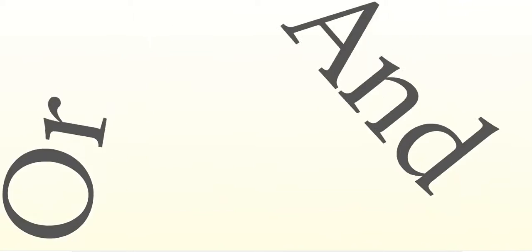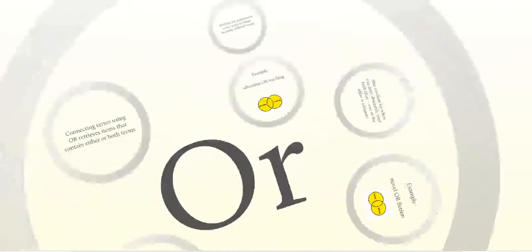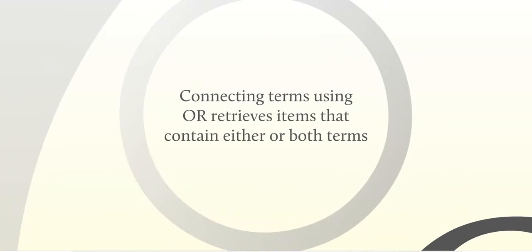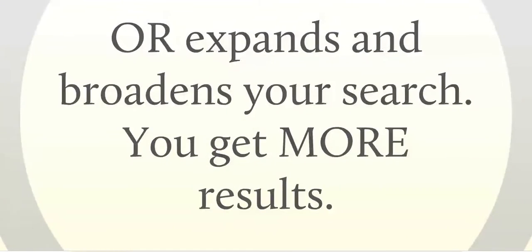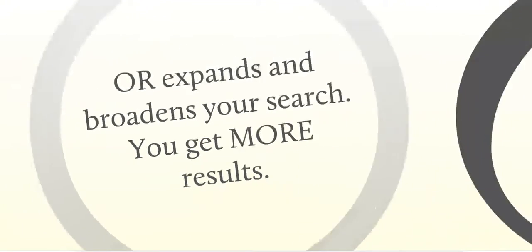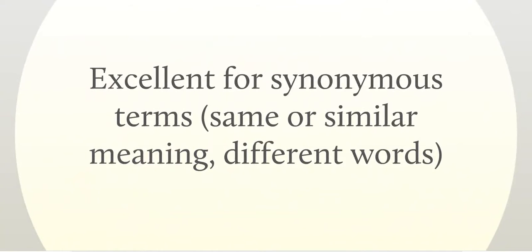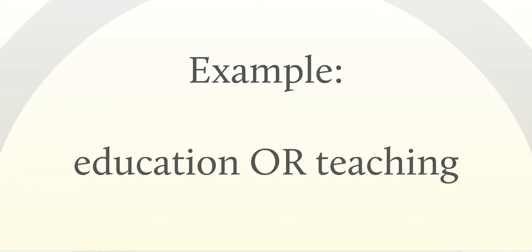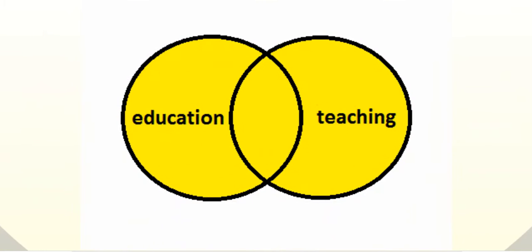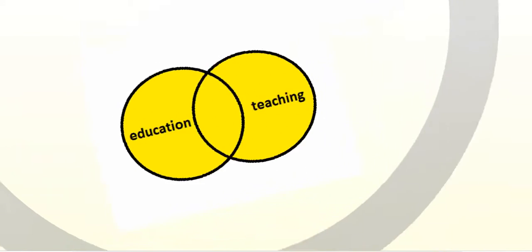The most common Boolean operators are OR, AND, NOT. So let's take a look at OR and how that functions in your searches. Connecting terms using OR retrieves items that contain either or both terms. OR expands and broadens your search so that you get more results. It's excellent for synonymous terms, that is, terms that have the same or similar meaning, but they are different words. So for example, education OR teaching. This will retrieve all of the results that contain education, that contain teaching, and that contain both.